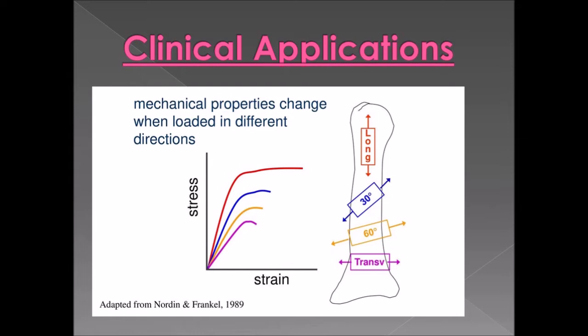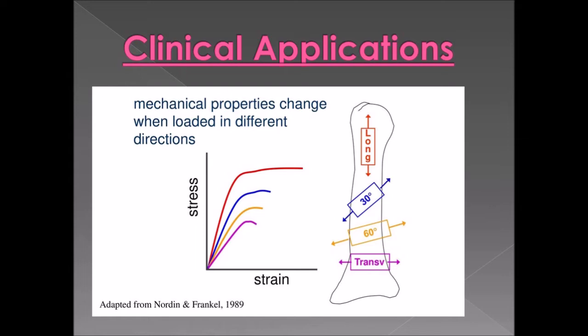Okay, so we have taken an example here, that the red color shows the longitudinal loading of the bone, blue color shows the loading of the bone at a 30-degree angle, yellow shows that the bone is being loaded at a 60-degree angle, and pink or maybe purple color shows that the bone is being loaded transversely.